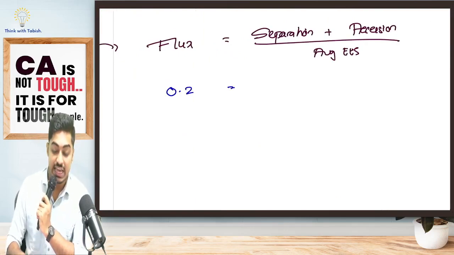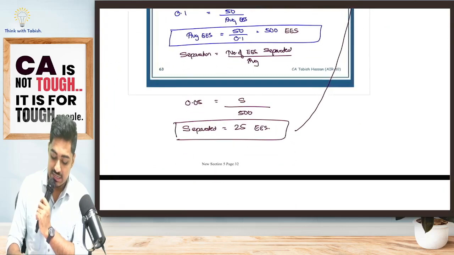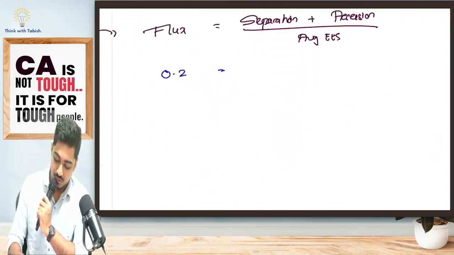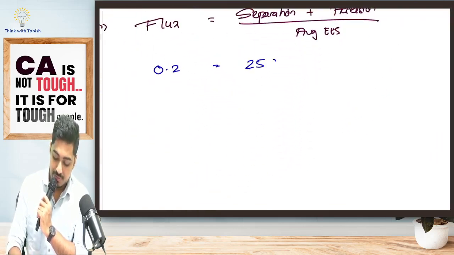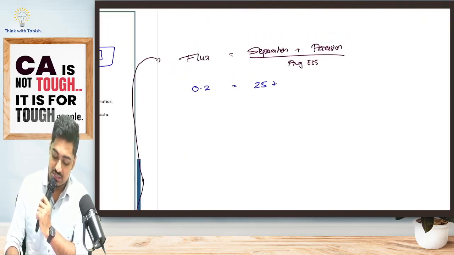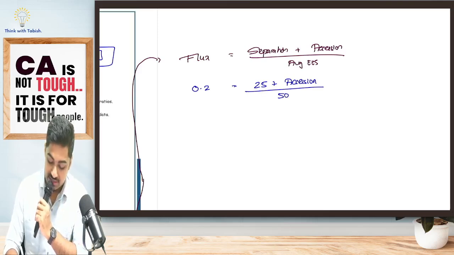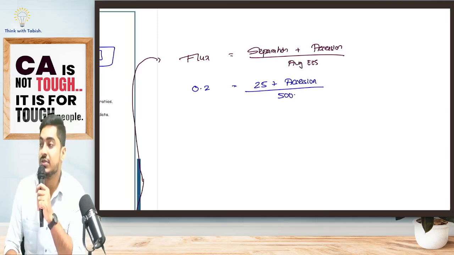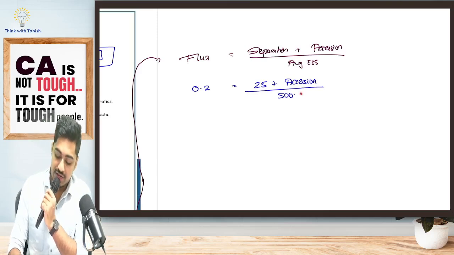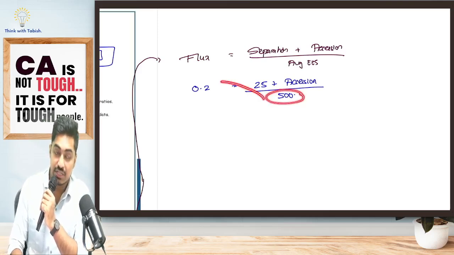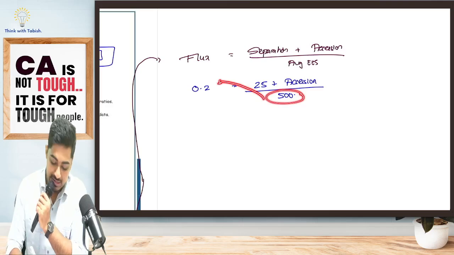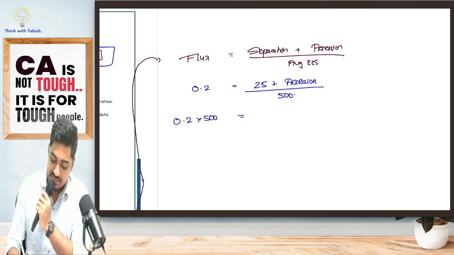Separation is how much? I just calculated, separation is 25, plus accession, which I don't know. That is what we want. Divided by average employees, 500. So can we simplify? 500 here is in the division. If I take it to the other side, it will become multiplication. So 0.2 into 500 is equal to 25 plus accession.